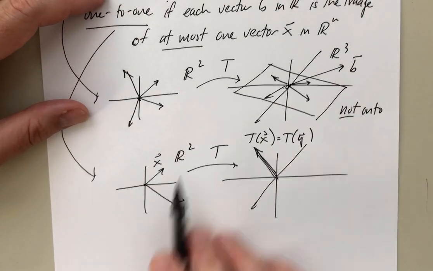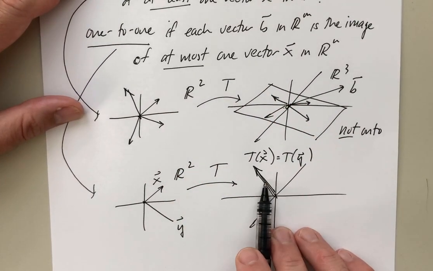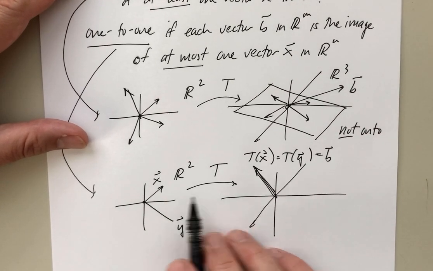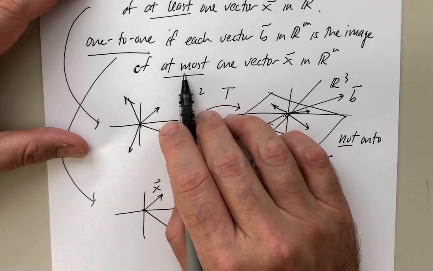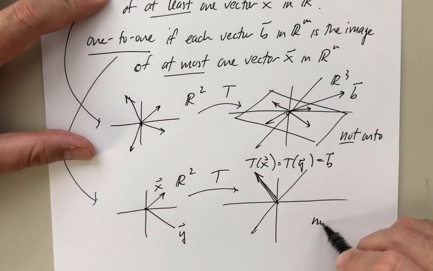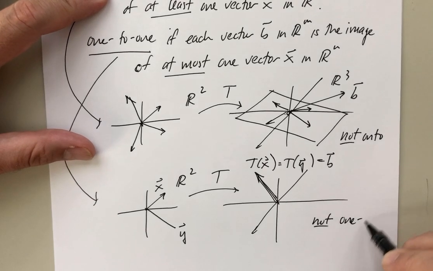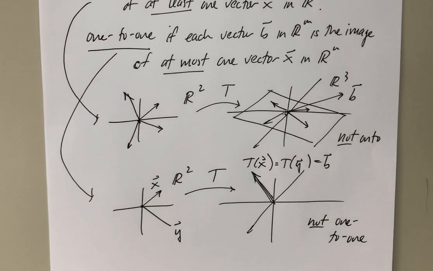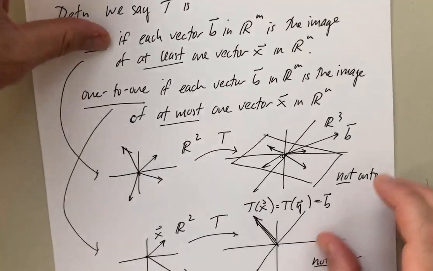So what we're seeing here is that there's two vectors. If I chose this to be B, there would be two vectors that got sent to it, okay? That's a violation of this condition because I need at most one vector to be sent to that vector. This is a violation, so it's not one-to-one, okay? So that's the basic idea of these concepts.